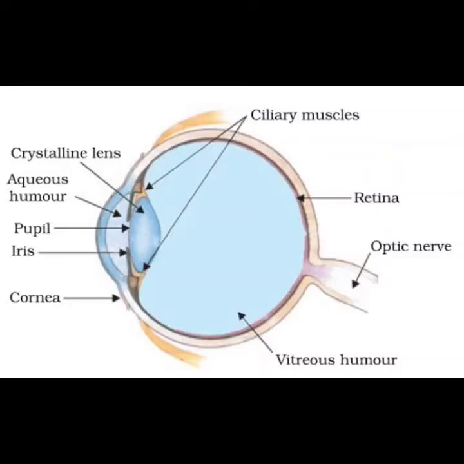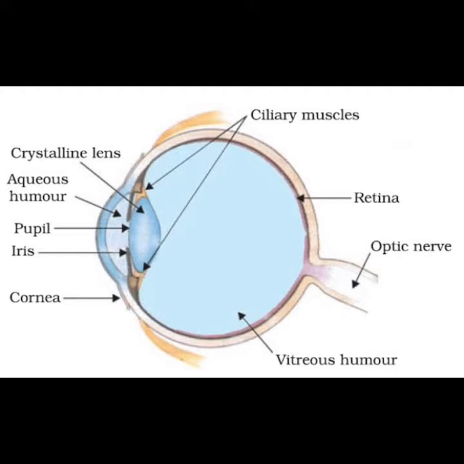Hello students. So last day we started learning about the human eye system, and the eye enables us to see the various objects around us. The main parts of the human eye are cornea, iris, pupil, ciliary muscles, and eye lens. And this eye lens is a flexible convex lens, and the other important parts are retina and optic nerve.